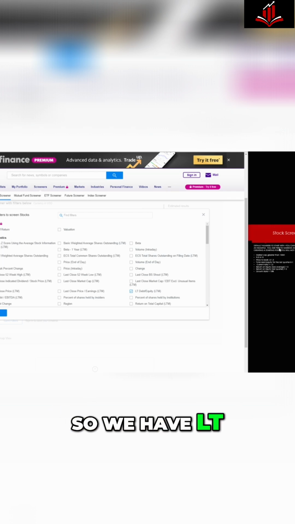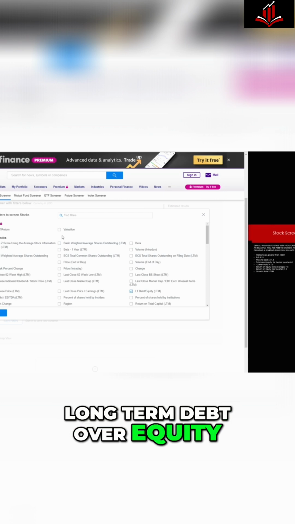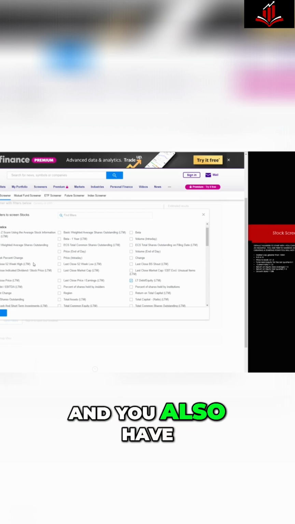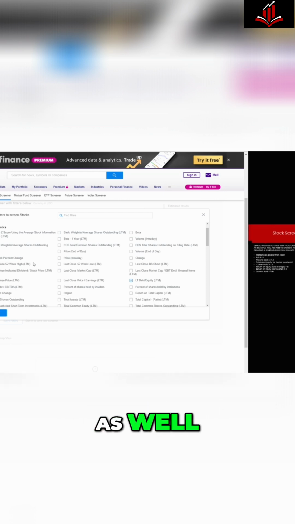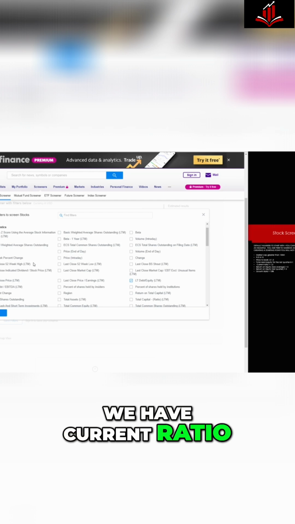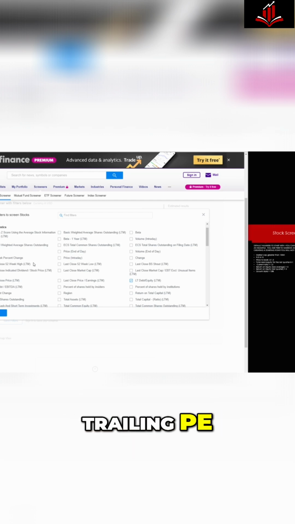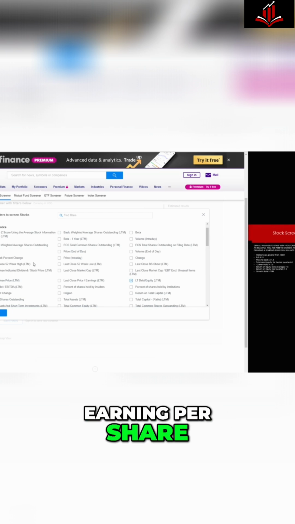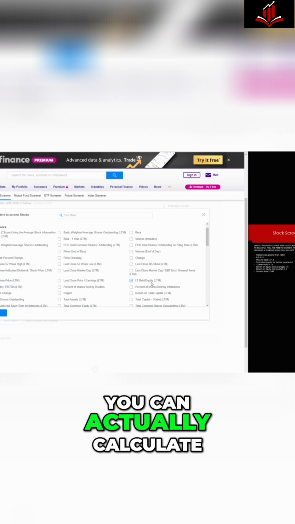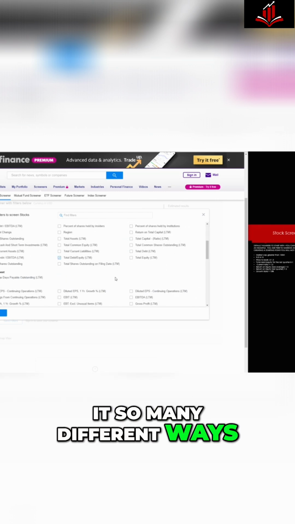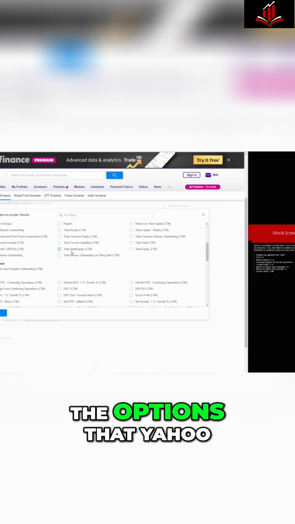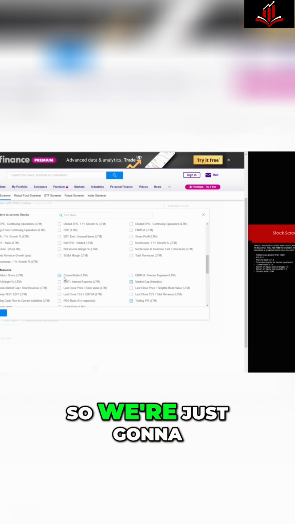So we have LT, long-term debt over equity, and you also have total debt over equity as well. We have current ratio, market cap, we talked about market cap, trailing PE, price to book, earning per share, growth percentage. The growth rate here, you can actually calculate it so many different ways, but this is one of the options that Yahoo has, so we're just going to put that.